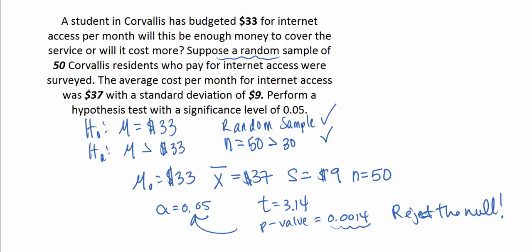What this also means is that there's convincing evidence that the student did not budget enough money, that the internet cost will actually be more than $33.